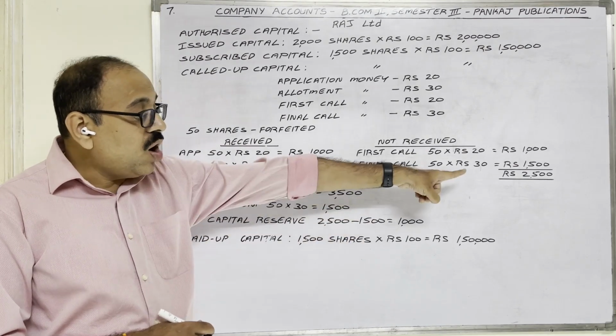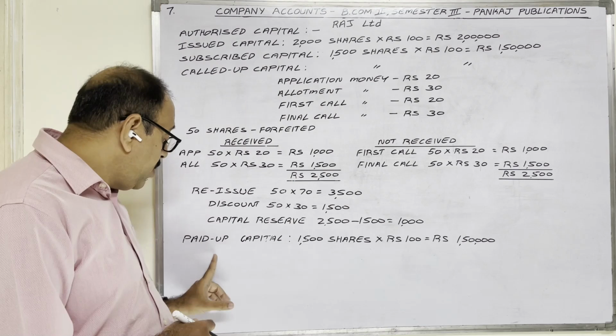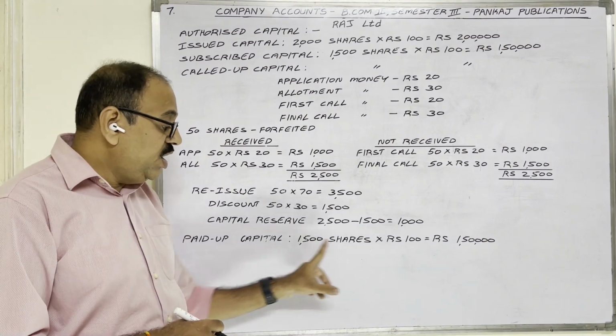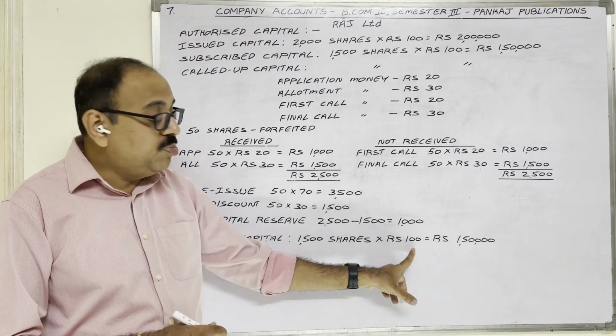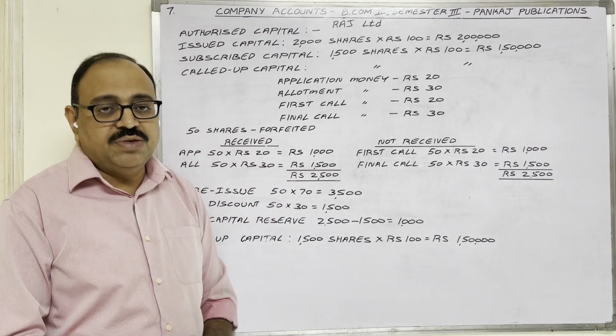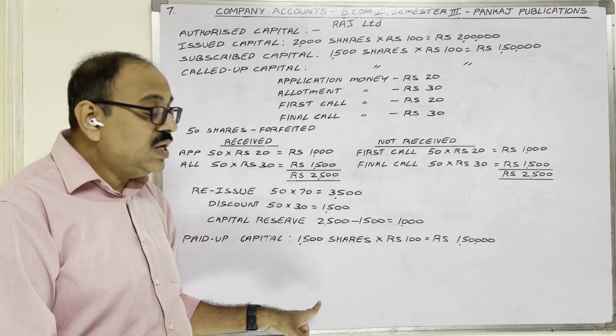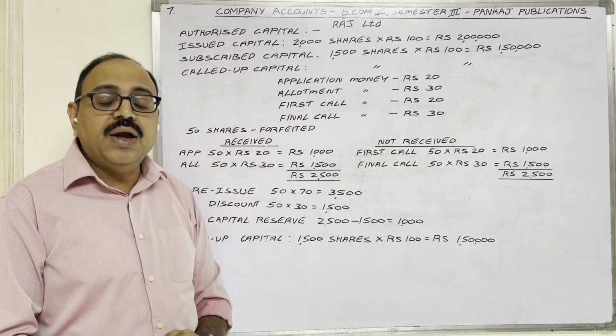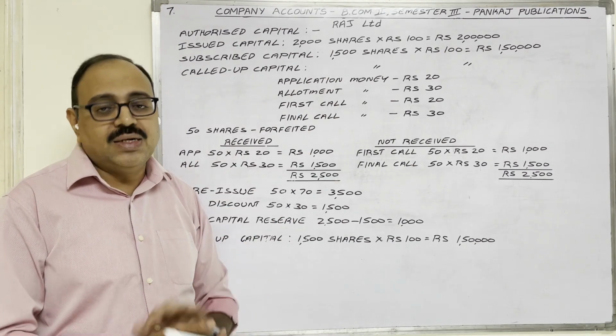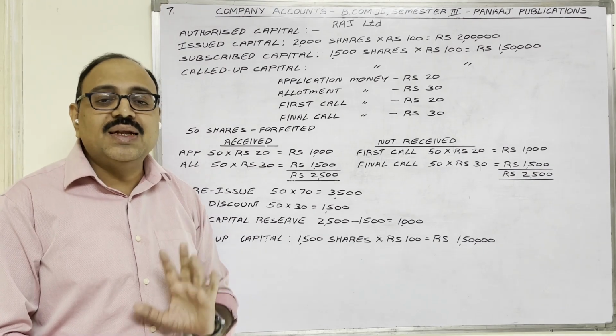Finally, there are no calls in arrears. Therefore, paid up capital is also the same: 1500 shares at the rate of 100 rupees each, 1,50,000. And finally, what is being asked in the question? He is asking us to write journal entries for these transactions, and he is also asking us to show the balance sheet. First, let us see journal entries.